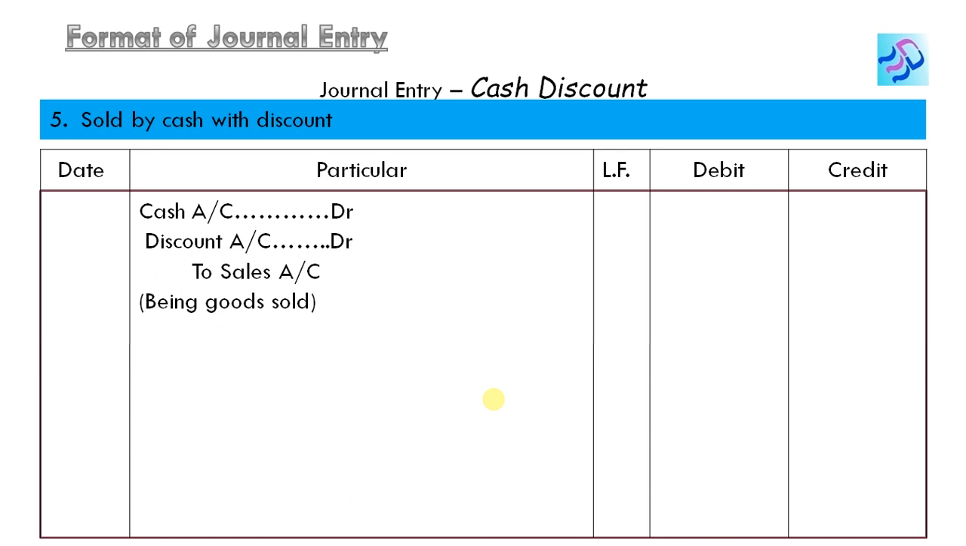If you want to learn this through the formula, learn it like this. Or if you want to learn it in an easy way, as I mentioned before, keep discount in that side of the journal where there is cash account. In this case, cash account is in debit side, so discount also goes on debit side.